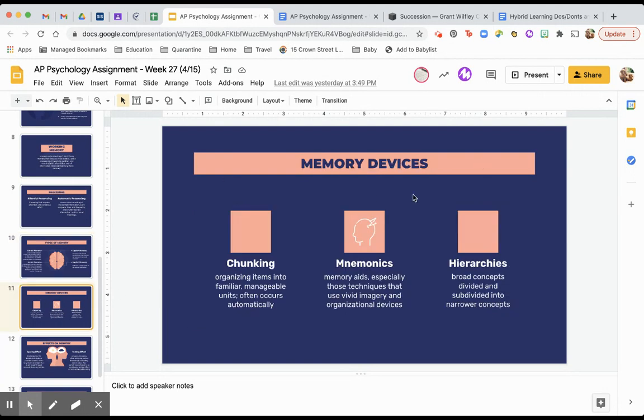So we have some things that help us with memory. The first is chunking, which is organizing items into familiar, manageable units. And it often occurs automatically. Our brain likes to put things into smaller little pieces so we can remember it better.